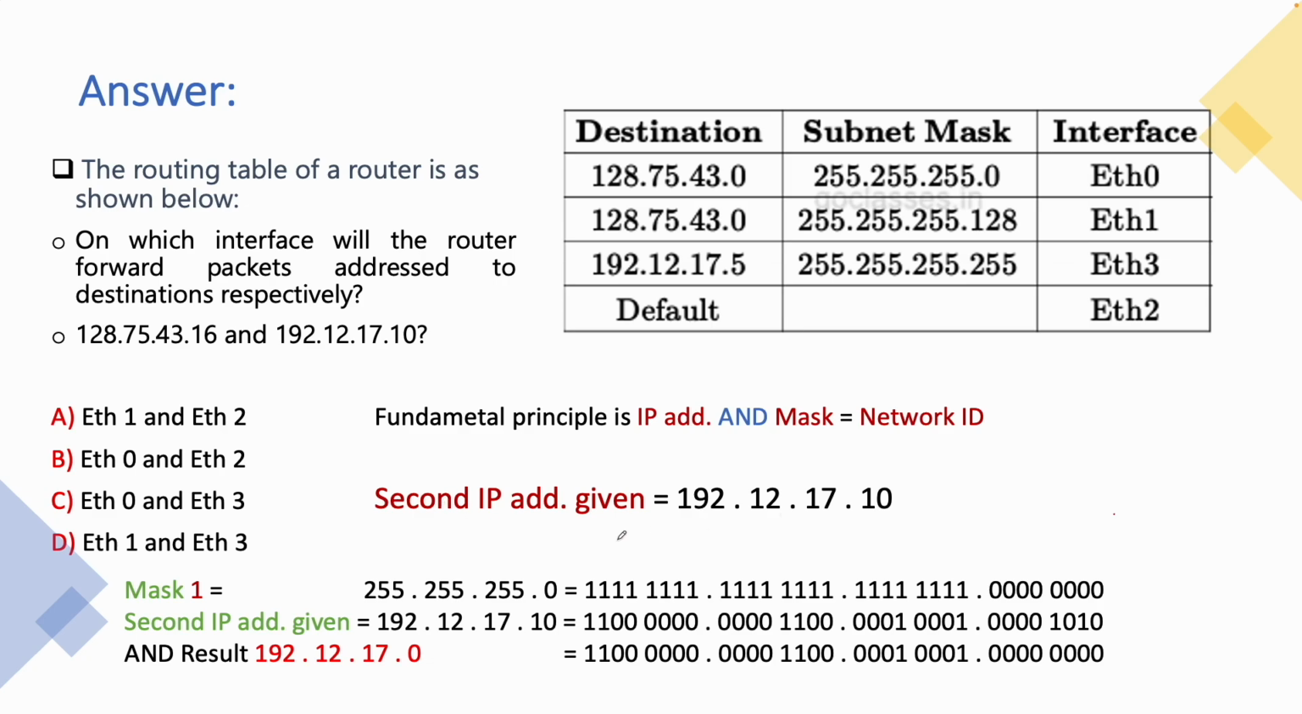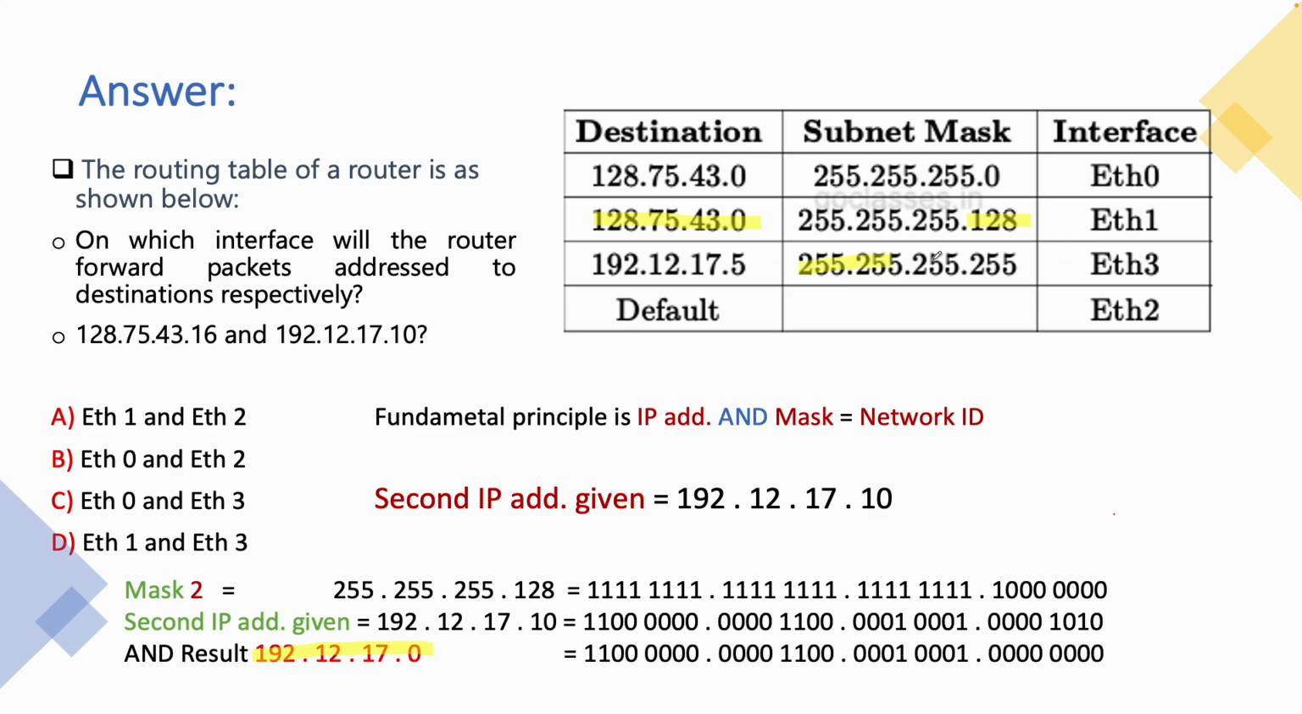Let's move on to the second IP address, that is 192.12.17.10. First convert the mask into binary and the IP address into binary, which I have done here. This is your mask, this is your IP address. Perform a bitwise AND operation between each individual bit, and you will get 192.12.17.0. This is your result. When we try to match it with the first entry, it won't match. So we go to the second mask, which has 128 at the end. You again do the bitwise AND operation and arrive at 192.12.17.0, but it's again not matching.